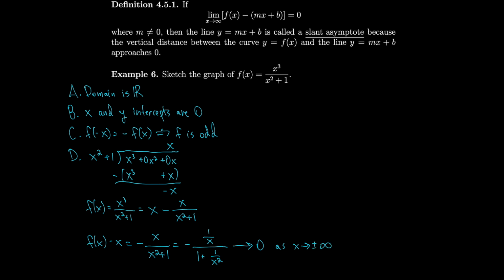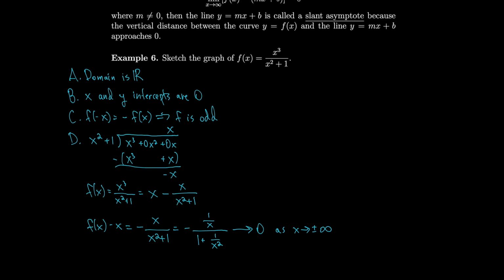So that's another way of saying that the limit of this thing over here is 0 as we go towards plus or minus infinity. So that's the exact definition of a slant asymptote. So that implies that y equals x is a slant asymptote.